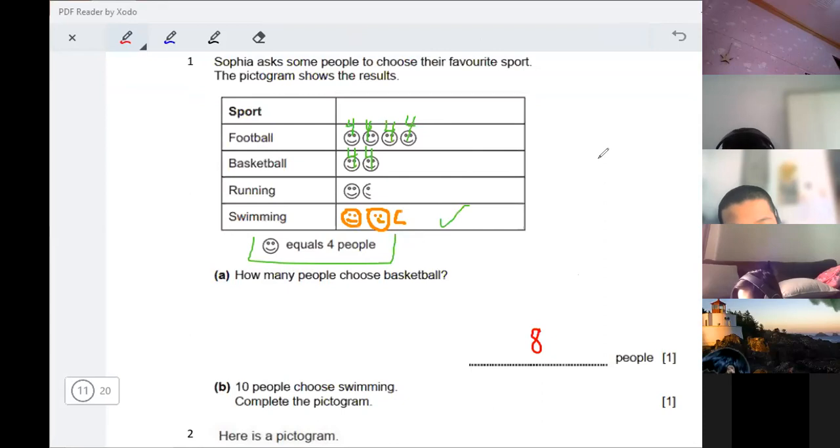Let me clear all the drawing. Because this is 4, and we need 2 more. So it's only a half, yeah, with a half smile.